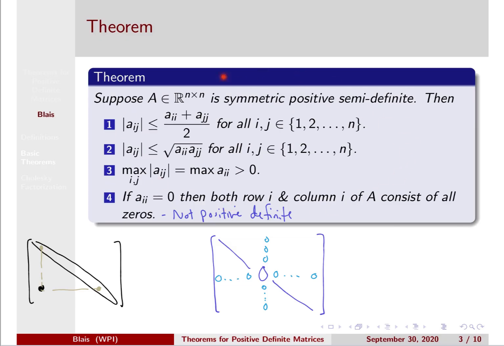So these are some basic properties of a symmetric positive semi-definite matrix, and the idea is that you have a weighty diagonal. The maximum entry occurs on the diagonal, and the off-diagonal entries are in size smaller than the average of their corresponding diagonal entries. So if you think of the absolute values of the entries of A as representing mass, a lot of the mass is concentrated on the diagonal.